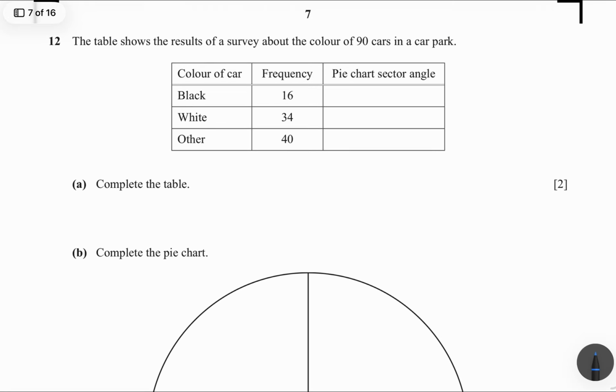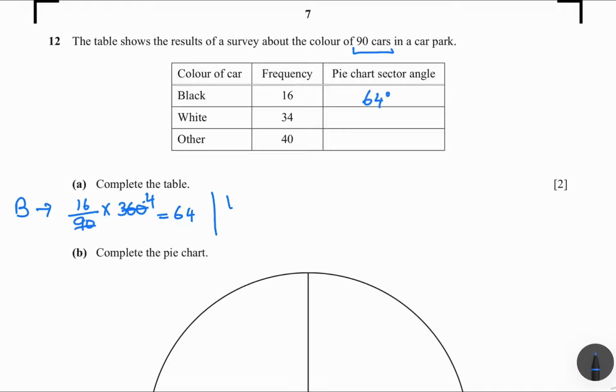Number 12. The table shows the results of a survey about the color of 90 cars in a car park. Color of the car, frequency, and then we have this pie chart, the third column. Complete the table, so meaning we are going to find out this angle. So now we have been given the frequency. This frequency is out of 90 because we are given a total of 90 cars. So for the black, we will have 16 out of 90 times 360, because we are looking for the angle. So 16 times 4, this is 64. We got this 64 degrees.